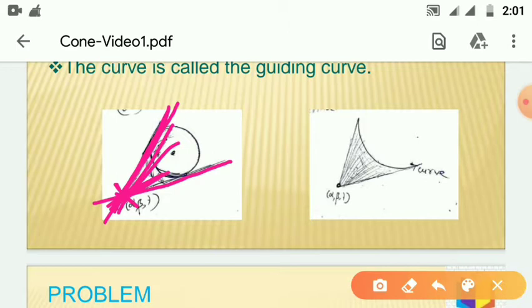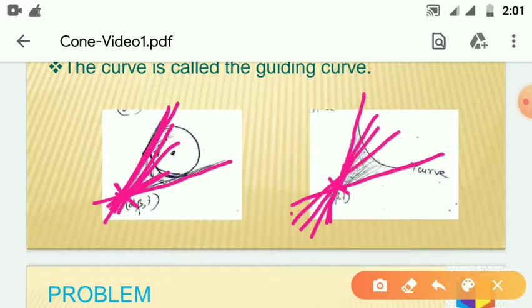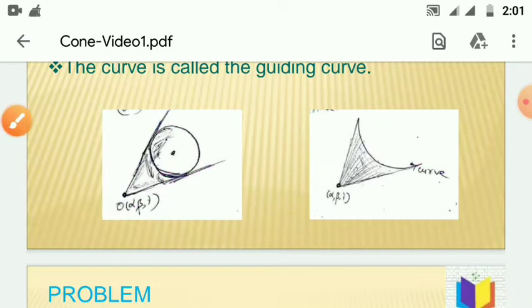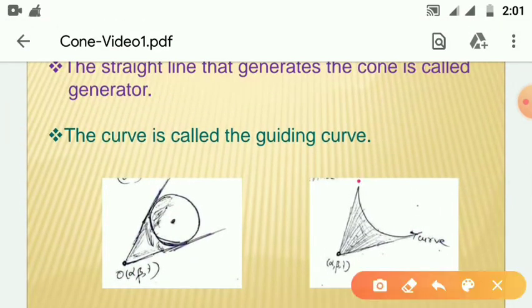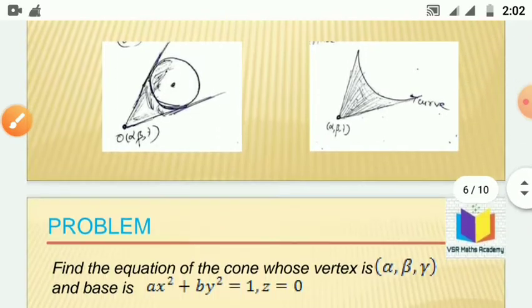See this case. Since this is the vertex, a straight line passing through the vertex and intersecting the curve is called a generator. So this is one generator and this is another generator. All these are generators. In this case also there are infinitely many generators. And the curve is called the guiding curve of the cone.